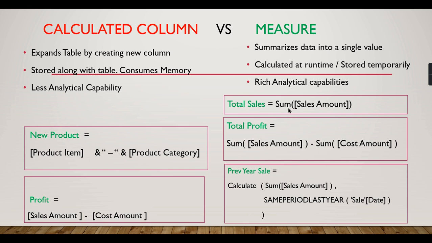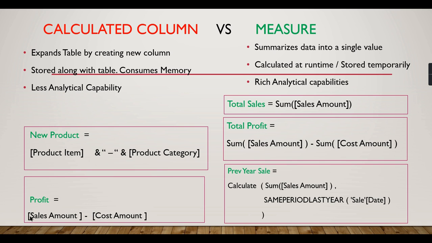So the predominant difference with a calculated column is that these are physically stored in your storage device, whereas measures will not be stored. That is the main difference. Similarly, you can see the sum of sales and sum of cost amount.